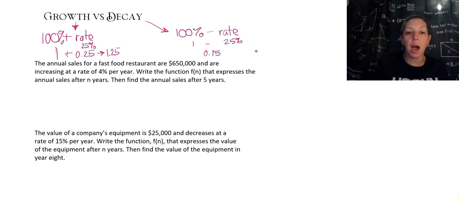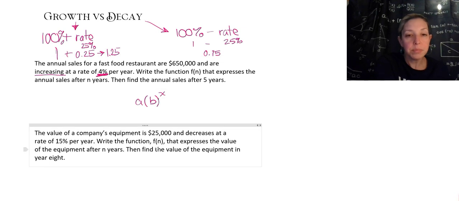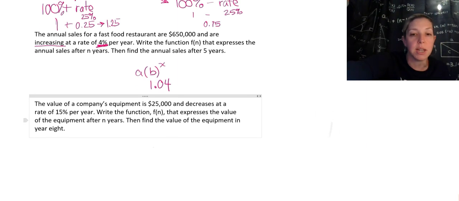So I'm just going to show you kind of looking at the rates here. If we have 4% per year and it's telling me I'm increasing and we're writing as a function, you can use that really simple a times b to the x, and b would be our rate. For this one, your rate is going to be 1.04. 4% as a decimal, 0.04 plus 100.